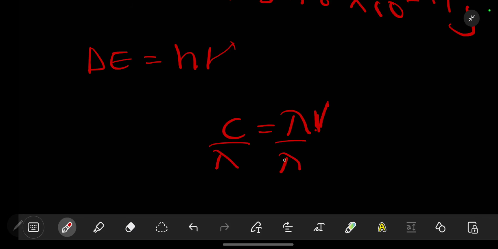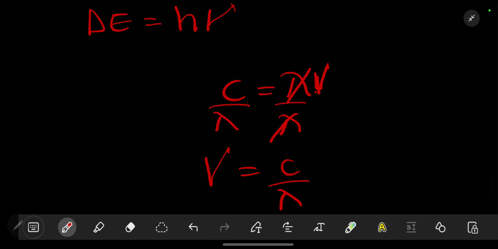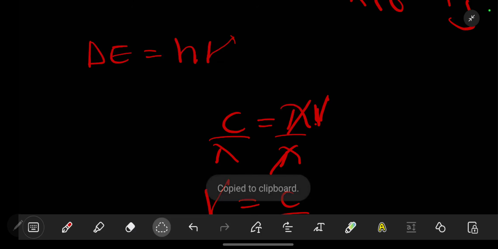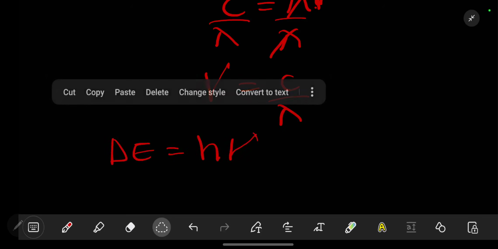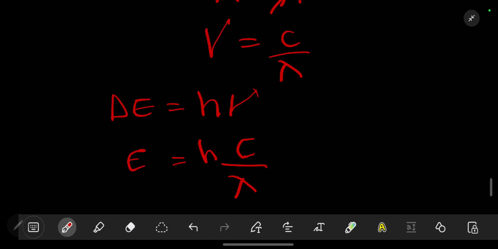So we are going to divide both sides, and the frequency should be equal to the speed of light over the wavelength. So we are going to substitute here. When we substitute, the energy for this one should be equal to Planck's constant times C over the wavelength, like that.